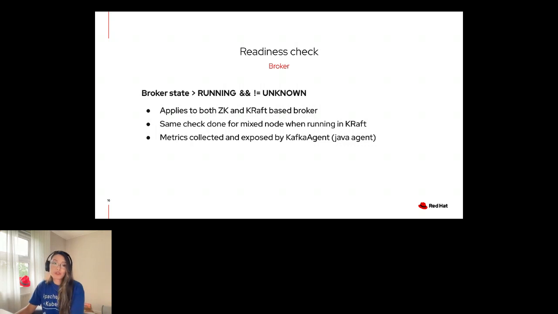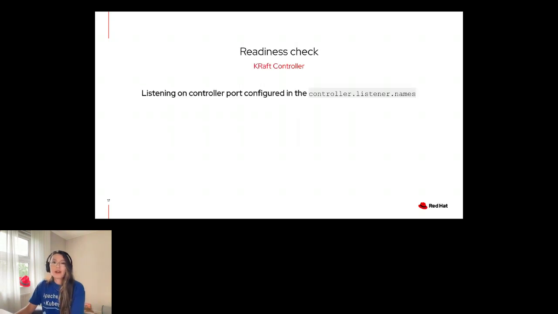And then we also collect the broker state metrics and expose them using the Kafka agent, which is a Java agent that we run with the Kafka nodes. And for KRaft controllers, we have a different readiness check. The controller pod is considered to be ready if the controller process is listening on the port defined in the controller listener names configuration. So this is the port that brokers use to communicate with the quorum.